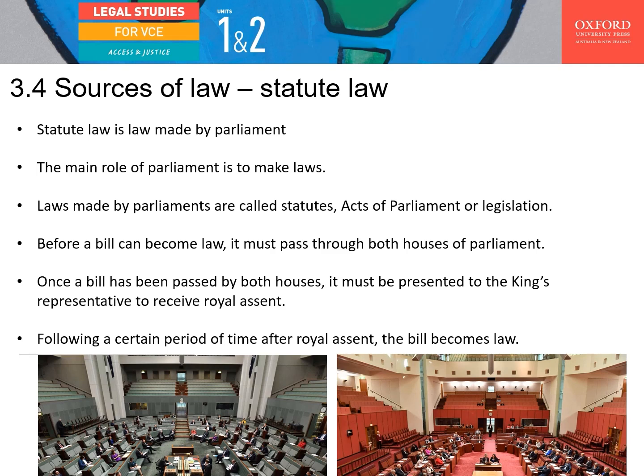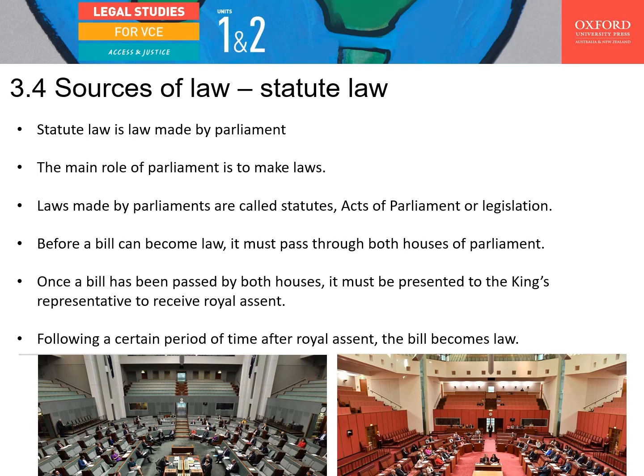So the primary role, also, we're going to be looking at the sources of law today, and that there are two different sources of law, two different places that we can get law from. That is the Parliament or the statute law, and it is the courts or common law. So we'll go over this again and go into each of those in a bit of detail, and then we're going to look at some case studies. But let's start with statute law.